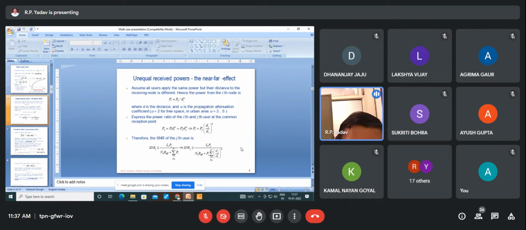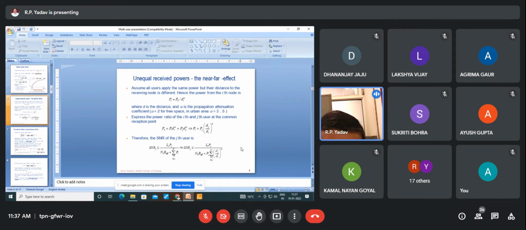Unequal receipt powers, near far effect. This is in contrast to the earlier case where all the subscribers are getting equal power. Here it's unequal receipt power. So I assume all users apply the same power, but their distance to the receiving node is different. Hence, the power from the ith node will depend upon my distance di, where d is the distance and alpha is the propagation attenuation coefficient. How much power, maybe d square, maybe d 2.5, or whatever the corresponding relationship holds. So alpha is equal to, for free space, normally it is presumed.